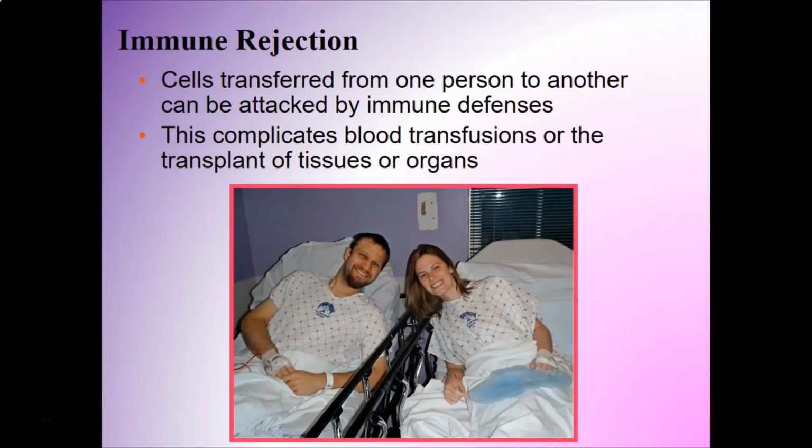And let's talk about immune rejection. I have a little story for you here. So cells transferred from one person to another can be attacked by immune defenses, of course. This complicates blood transfusion or the transplant of tissues or organs.